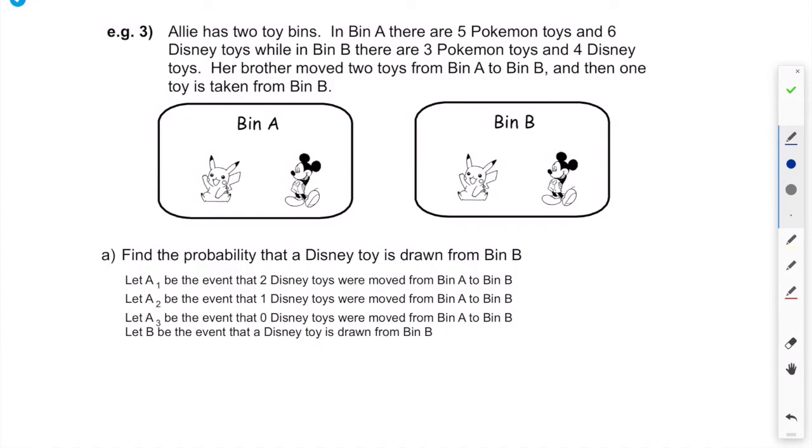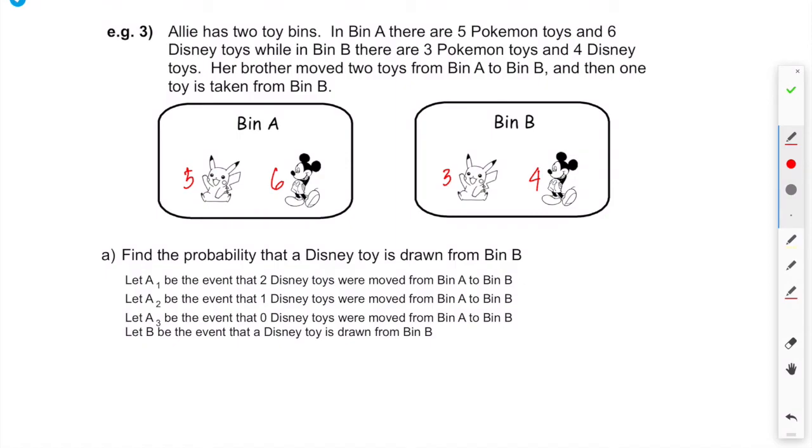Example 3. Allie has 2 toy bins. In bin A, there are 5 Pokemon toys and 6 Disney toys, while in bin B, there are 3 Pokemon toys and 4 Disney toys. Her brother moved 2 toys from bin A to bin B, and then 1 toy is taken from bin B. So let's list out what they have. Bin A starts with 5 Pokemon and 6 Disney. Bin B, 3 Pokemon, 4 Disney. Find the probability that a Disney toy is drawn from the second bin, B.